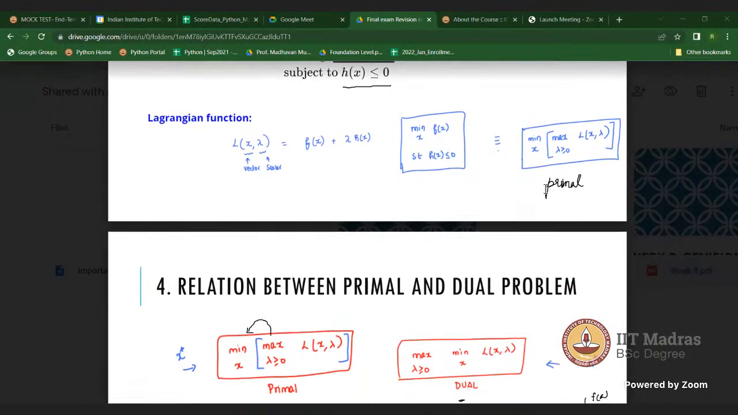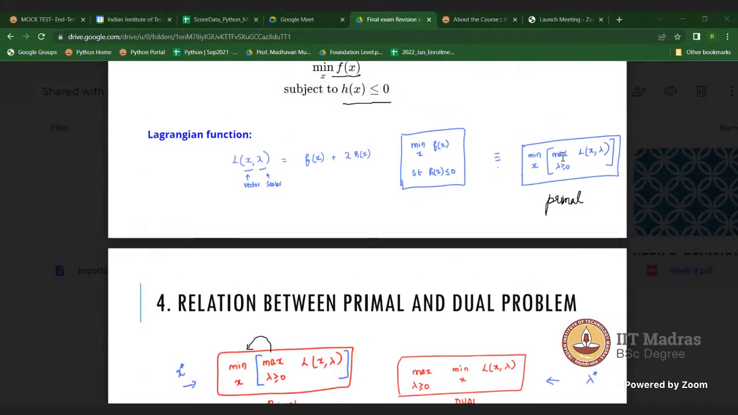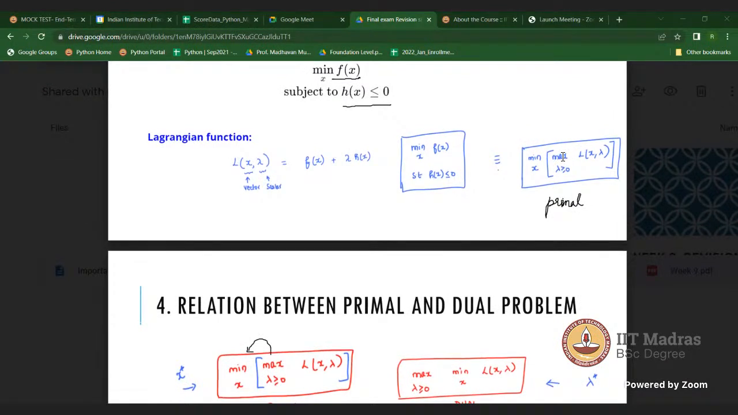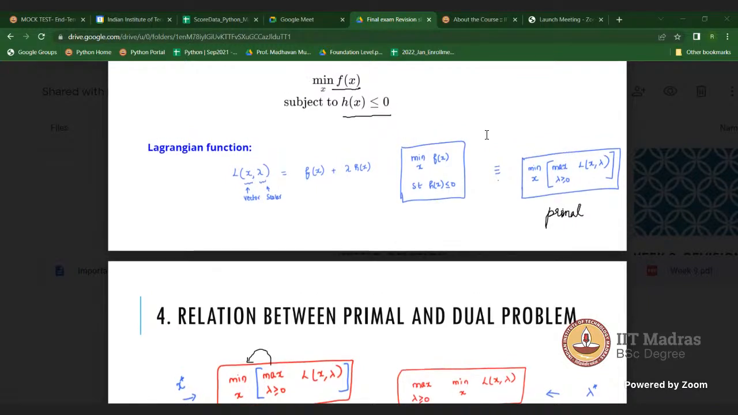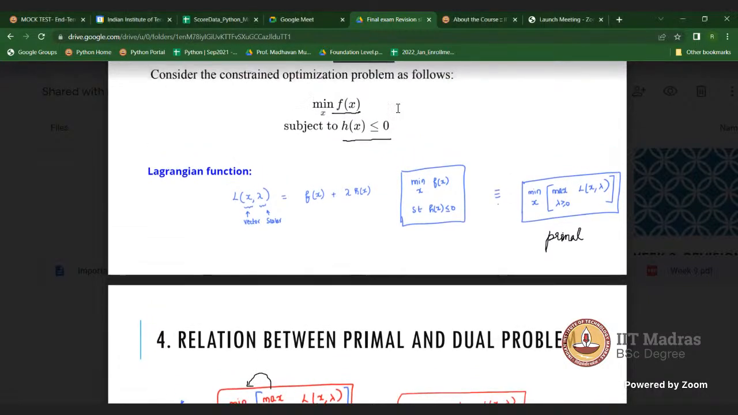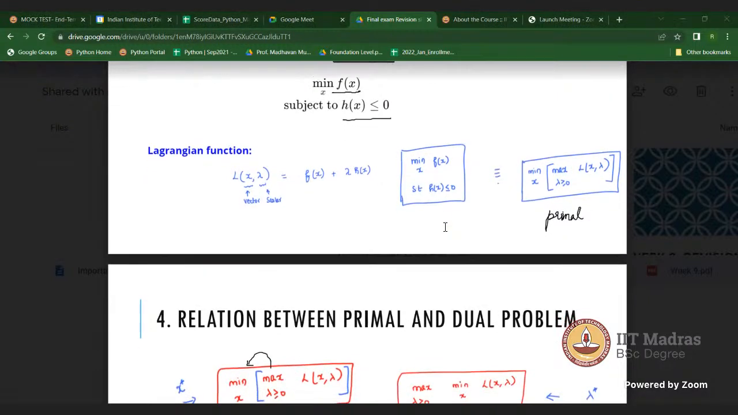So why do we want to maximize? The reason is that we do not want the case of h of x greater than 0, because our condition is h of x is less than or equal to 0. That is the reason. Okay, sir.